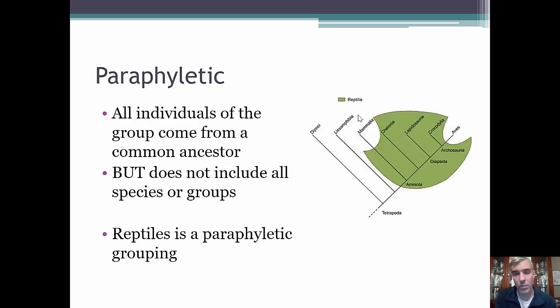A paraphyletic grouping does include individuals from a common ancestor, but it excludes some of the groups or species that are on it. So for example, reptiles, you wouldn't consider all amniota reptiles because mammals and birds are both amniota. We've disqualified them from the reptiles. So it's only certain groups that are considered to be members of the reptile group, but they all do share a common ancestor. We call that being paraphyletic.